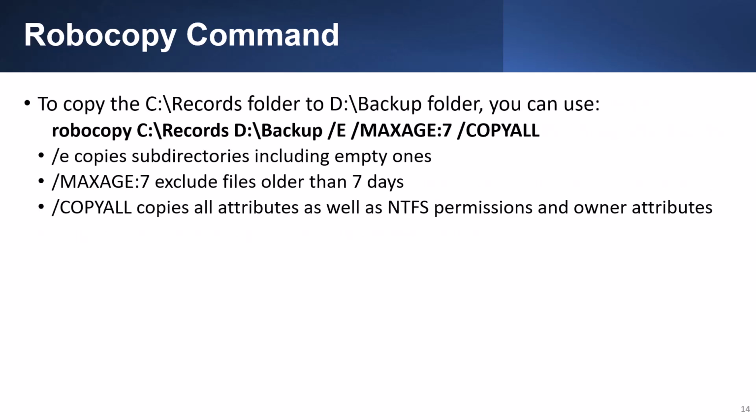To copy the /records folder to the D:/backup folder, you would use Robocopy /records D:/backup /e /maxh:7 /copy:all. /e copies subdirectories including empty ones. /maxh:7 excludes files older than 7 days. /copy:all copies all attributes as well as NTFS permissions and owner attributes.